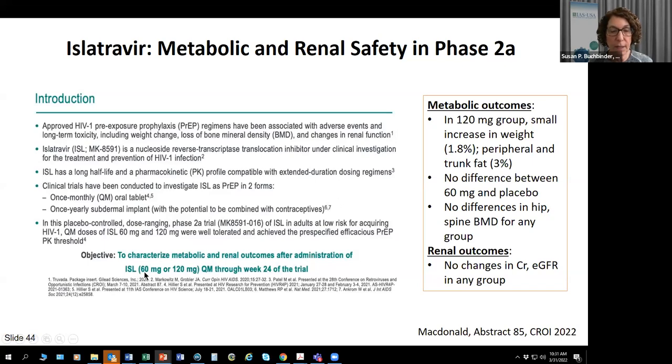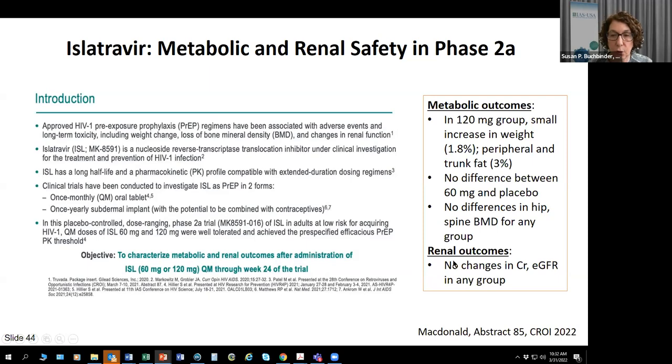They gave the participants in this study either 60 milligrams or 120 milligrams of islatravir every month. And what you can see is that in terms of metabolic outcomes, the group that got the 120 milligrams did have a slight increase in weight of 1.8% and in peripheral trunk fat of 3%. But there was no difference in trunk fat, peripheral fat, or weight in the 60 milligram dose, which is the dose that's being used in efficacy studies, and no difference in hip, spine, or bone mineral density for any group, and also no changes in creatinine or estimated GFR in any of the groups.